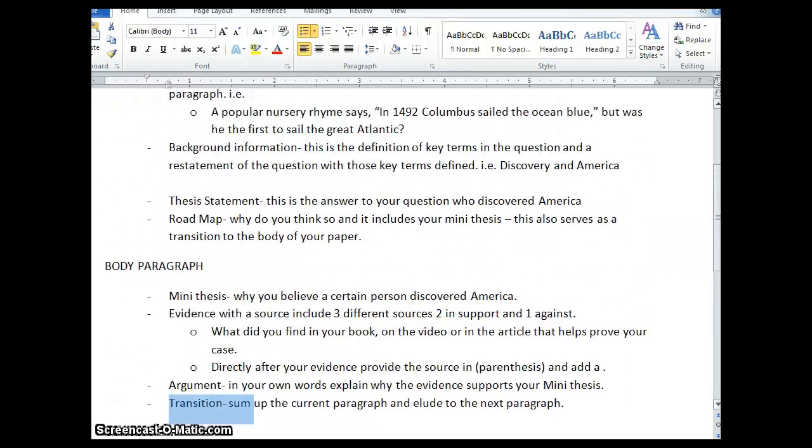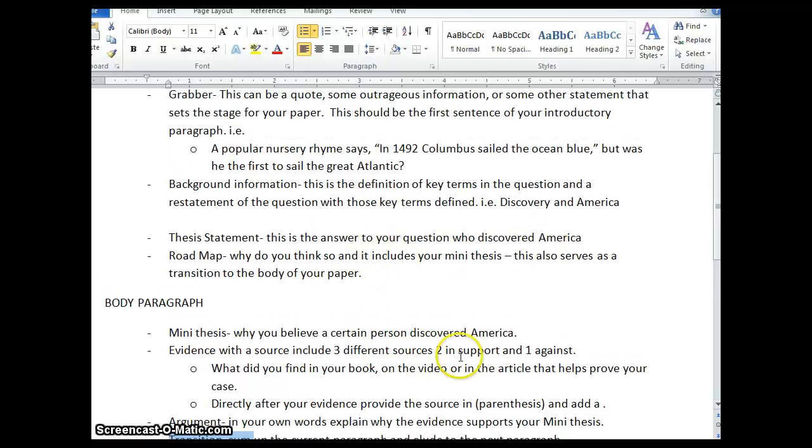Obviously, you will need to include a works cited and parenthetical citations after each one of your evidences. Good luck to you, and if you have any questions, please let me know.